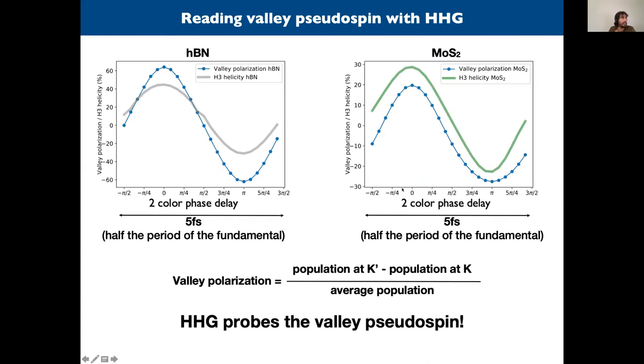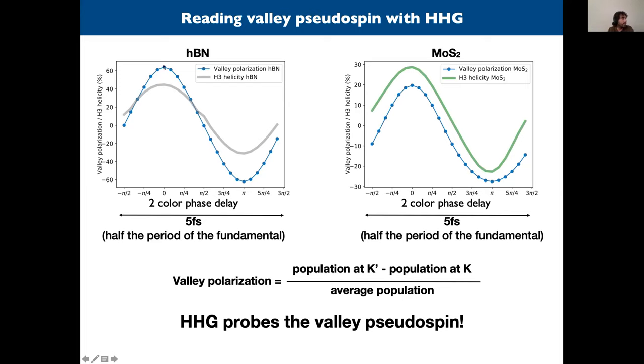So therefore, as a function of the time delay between the pulses, we can manipulate the valley state. The electron population switches from being polarized in one valley to being polarized in the other valley half a cycle away. So this can be measured all optically using high harmonic generation.